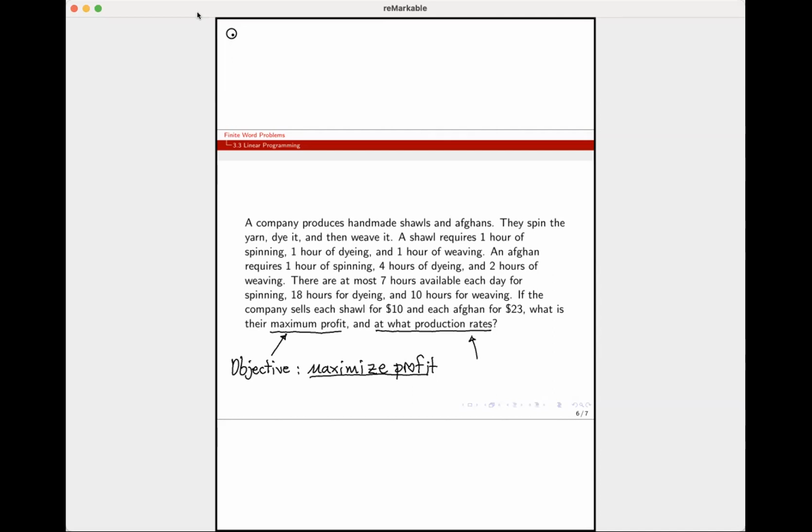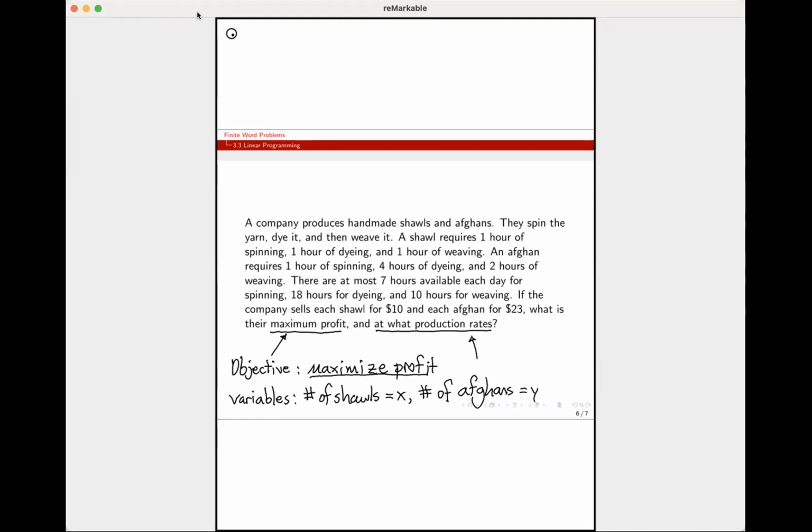Okay, so objective is to maximize profits, and then variables is going to be the number of afghans. Let's do this in order. So they say the number of shawls first. Number of shawls, I'm going to call that X. And number of afghans, I will call that Y.